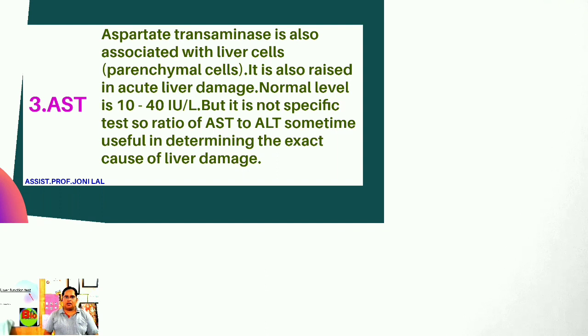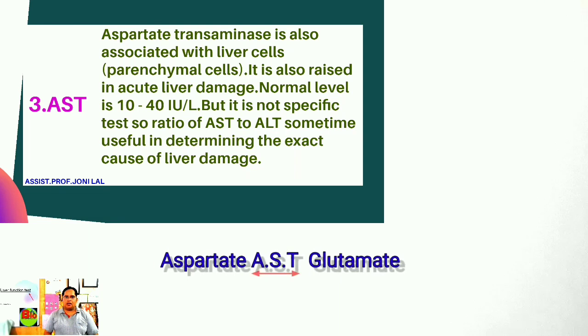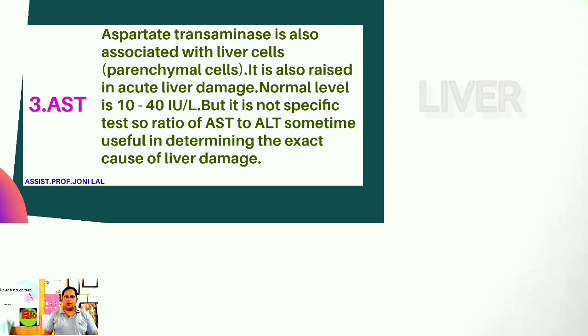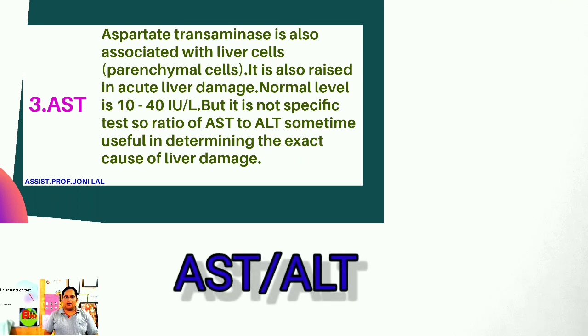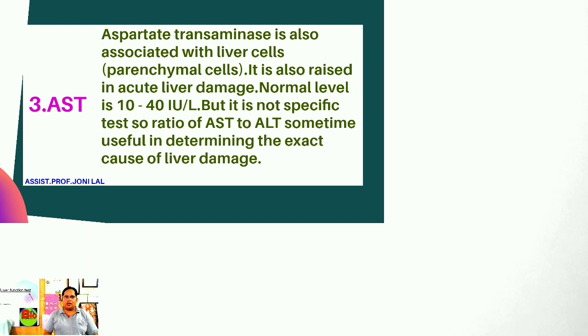It catalyzes the reversible transfer of an amino group between aspartate and glutamate, and this enzyme is found in the liver, heart, skeletal muscle, kidney, brain, etc. It is also raised in acute liver damage, and its normal level is 10 to 40 IU per L. But it's not a specific test, so the ratio of AST to ALT is sometimes useful in determining the exact cause of liver damage.